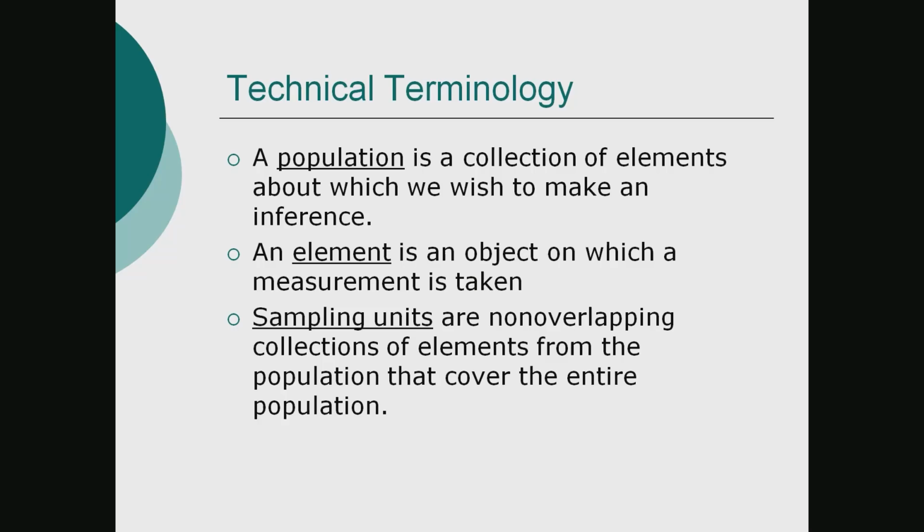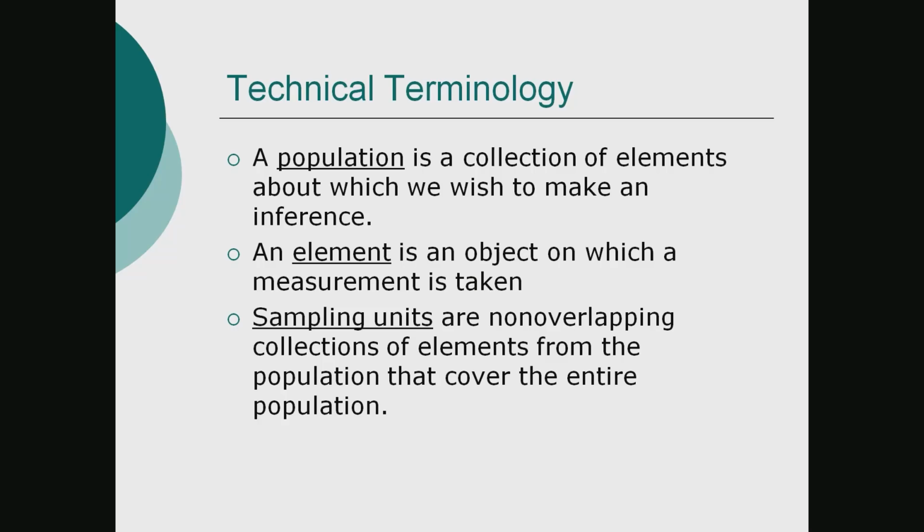Next, an element. An element is an object on which a measurement is taken. A sampling element is the unit of analysis or case in a population that is being measured. For example, in a sample of 1000 students, each of these students is an element. Sampling units. Sampling units are non-overlapping collections of elements from the population that cover the entire population.